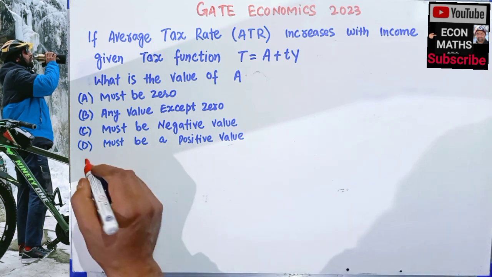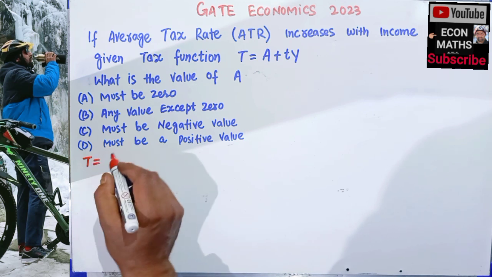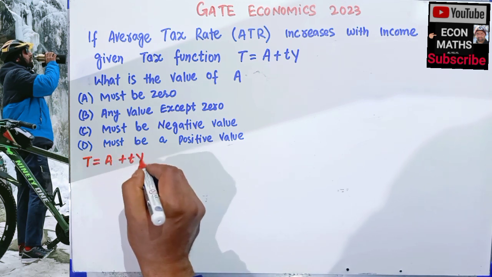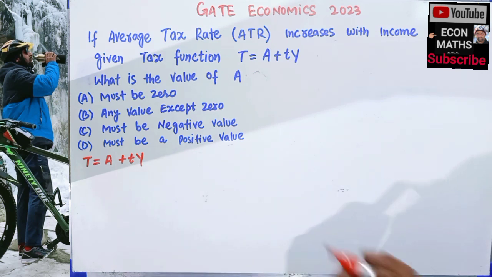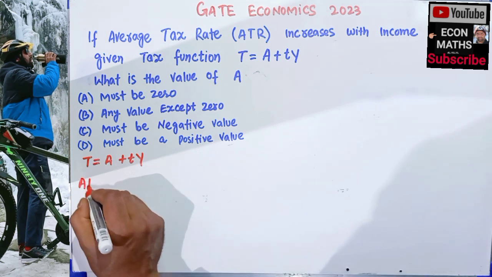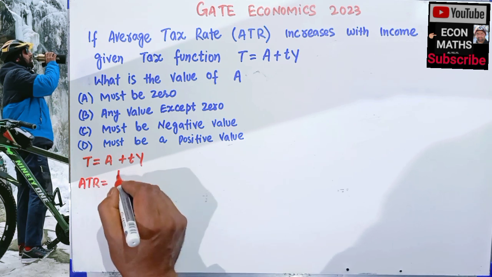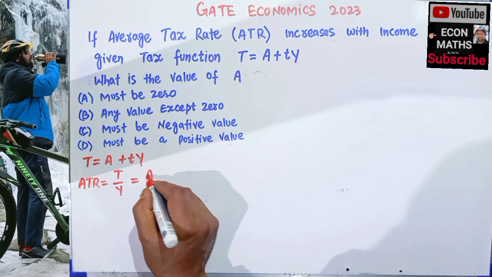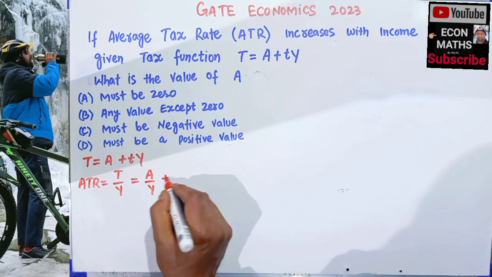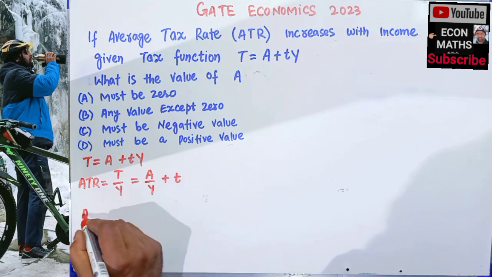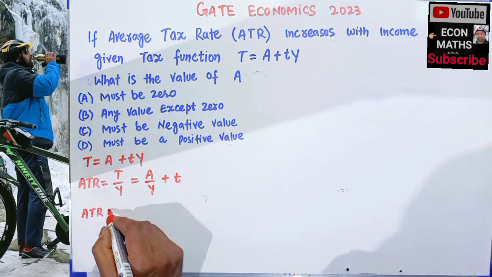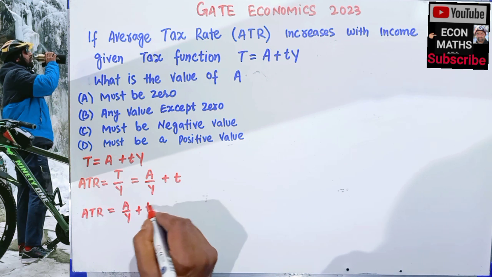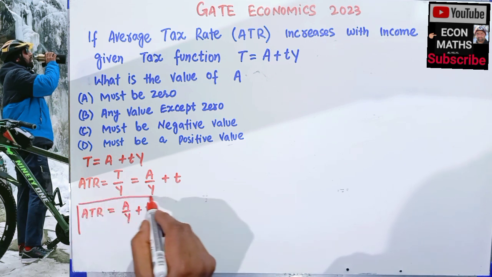Okay, so we have tax t is equal to a plus ty. What is the ATR then? Average tax rate will be equal to T upon Y. So this becomes A upon Y plus t. That means ATR is equal to A upon Y plus t. This is our average tax rate.